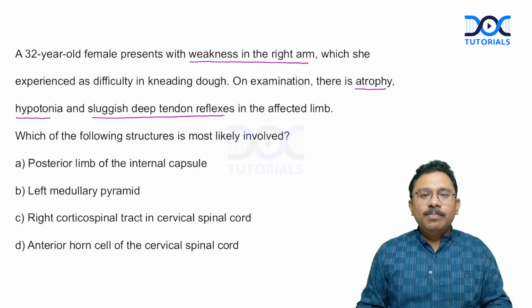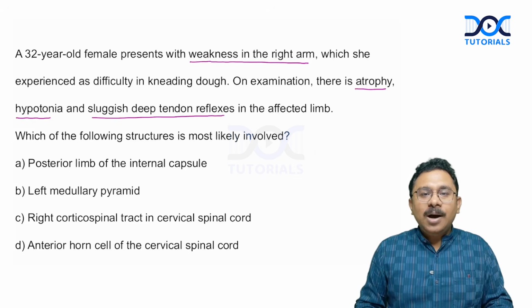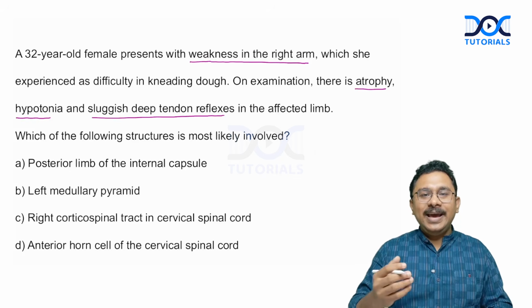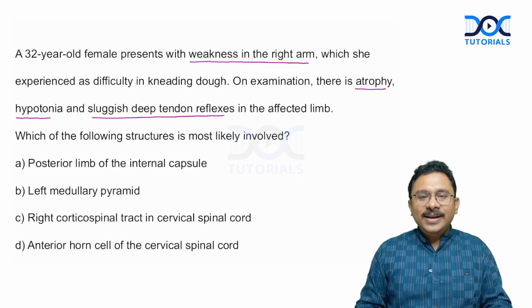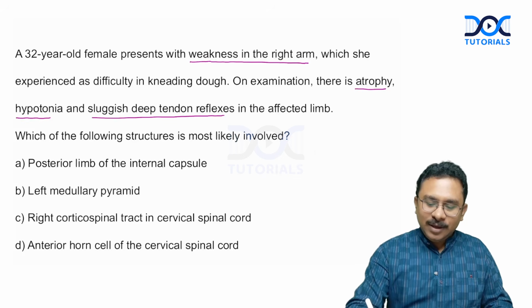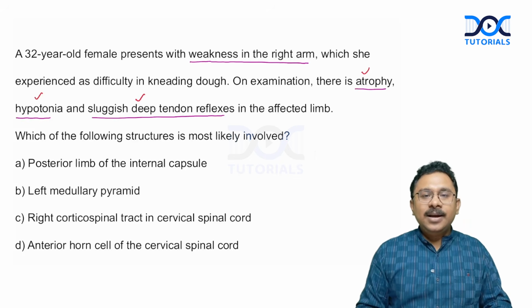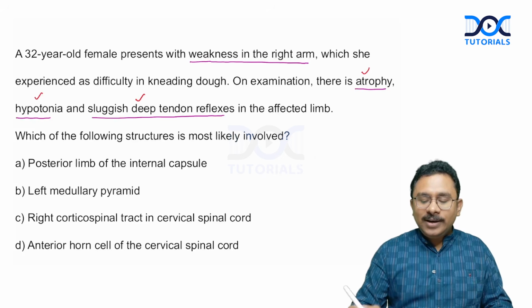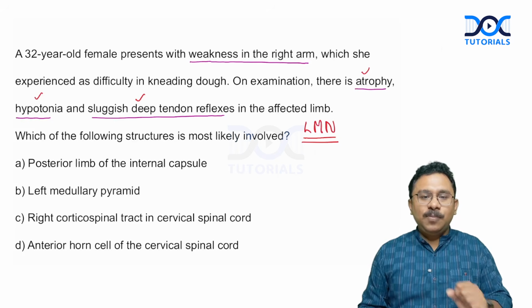Whenever you talk about weakness, what are the two types of weakness that we know about? UMN, upper motor neuron type of weakness, and LMN, lower motor neuron type of weakness. So based on the history and examination, is this a UMN type or LMN type of weakness? Features like atrophy, hypotonia, and sluggish deep tendon reflexes are all telling you that the type of weakness that the patient is having is LMN type. That is the catch point here.